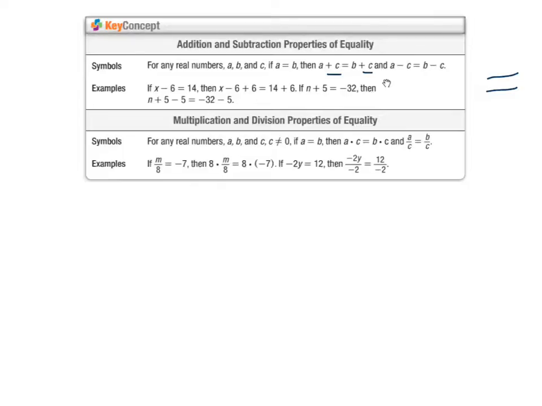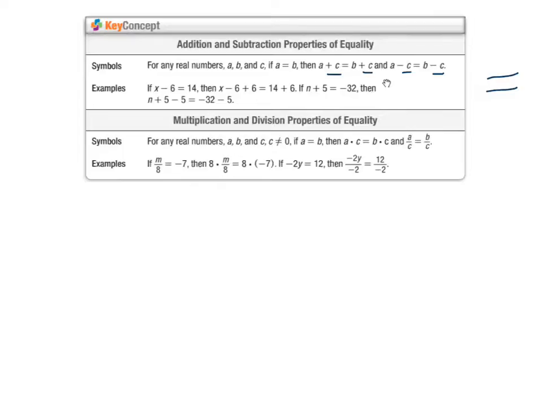And that's okay, because as long as we're adding the same value on both sides, we're maintaining that the left and right sides of the equal sign stay the same. And the same property exists for subtraction. You can see a minus c and b minus c are still equal. So in the example that they said here, x minus 6 equals 14, then x minus 6 plus 6 is equal to 14 plus 6.